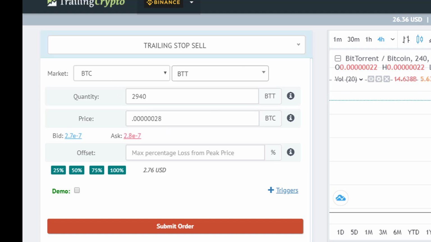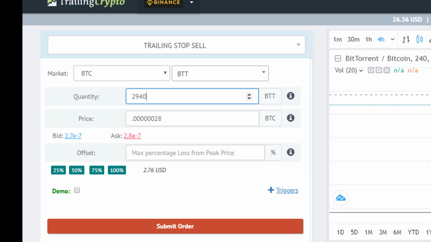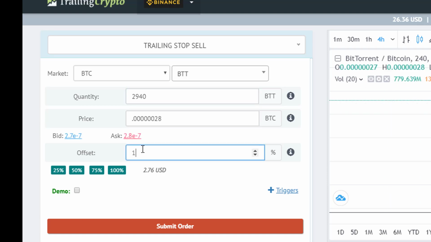Okay, not really. So let's say that I do not want to lose more than 5% of my value. If it keeps going up, the price that it sells at will continue to travel as the price of the token goes up. So let's put an offset of 10%, meaning if BTT drops from any given point more than 10%. This buy price is your initial. So 10% of the 28 sats would be about 2.8 sats. That would activate at around 25, 26, right? So if all of a sudden this thing dropped down to 25, 26, it would automatically sell for me. So let's submit that order.